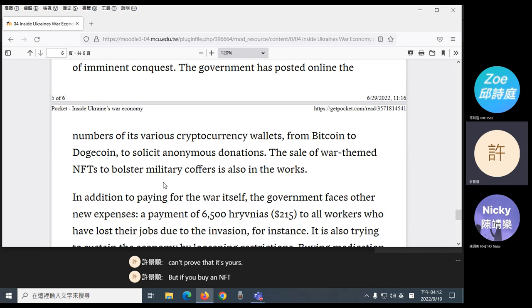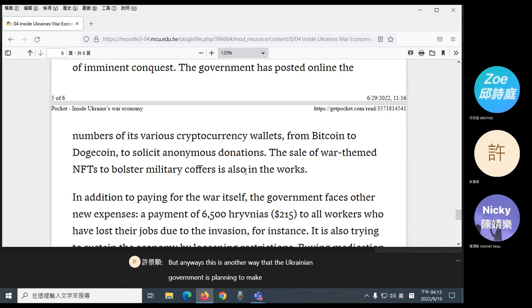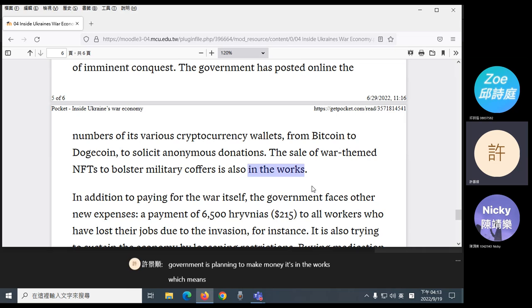But if you buy an NFT, the record of the sale is not a piece of paper. It is written into a cloud-based record. So like it's maintained on the internet, and it's a record that nobody can change. So if in the future someone steals that thing, you can always have proof that you are the one who owns it. And so because of this added security, NFTs are usually more valuable than regular things. Usually. This was written in March. The price of NFTs have gone down a lot since then. But anyways, this is another way that the Ukrainian government is planning to make money. It's in the works, which means that it is being planned. It's not yet available, but they're doing it.